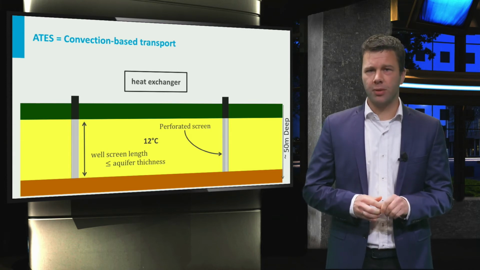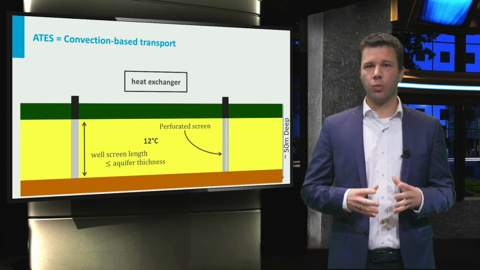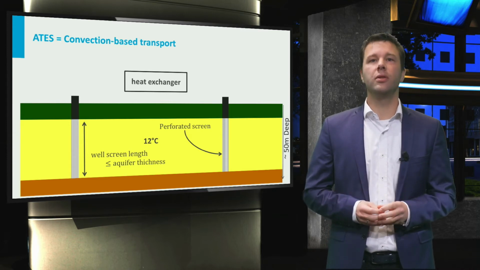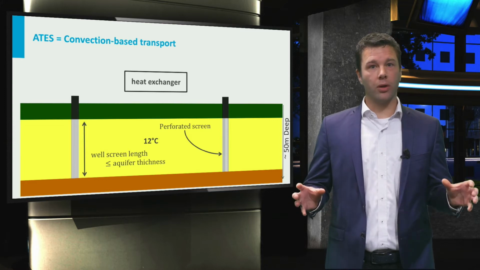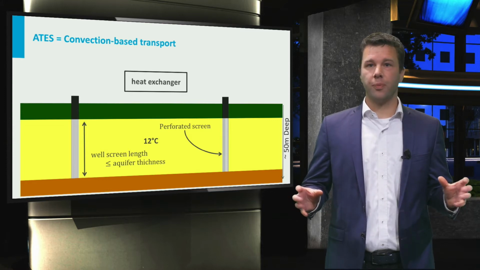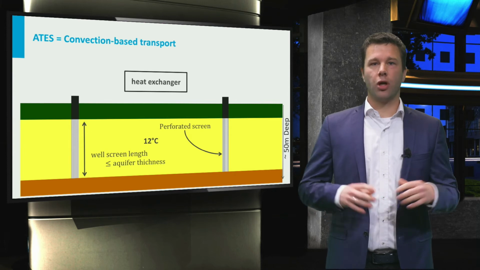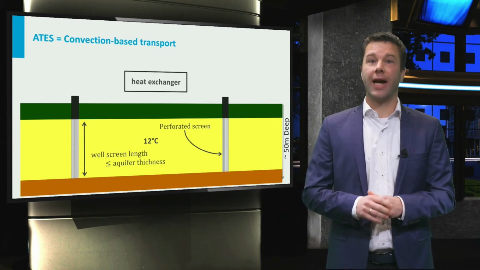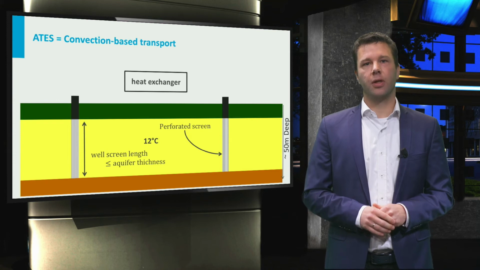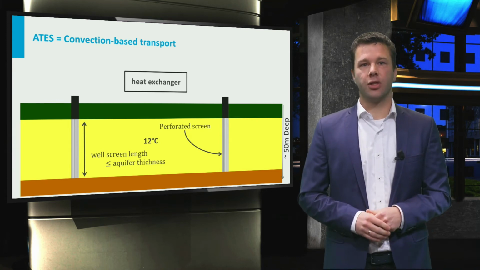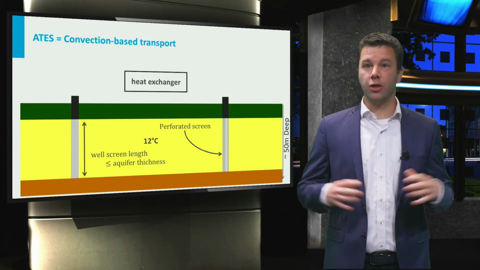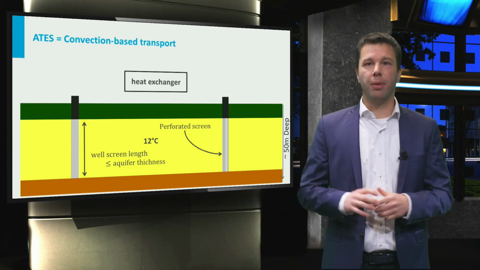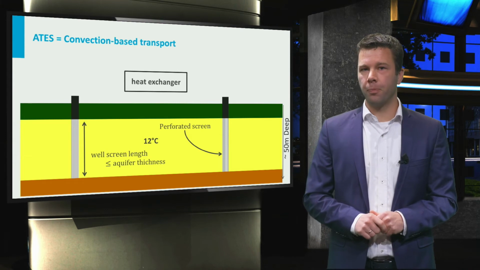Unlike with BTES systems, where the soil around each borehole is warmed up and cooled down over the season, with ATES we store the warm and the cold water at different locations. This enables larger temperature differences and thus higher capacities. The wells used in ATES systems are pipes with a perforated screen across which water is pumped radially to or from the well depending on the pump direction.